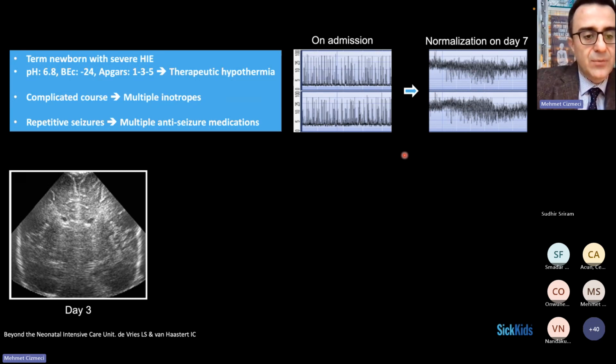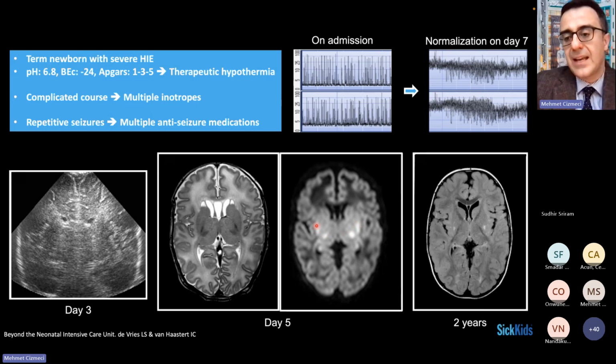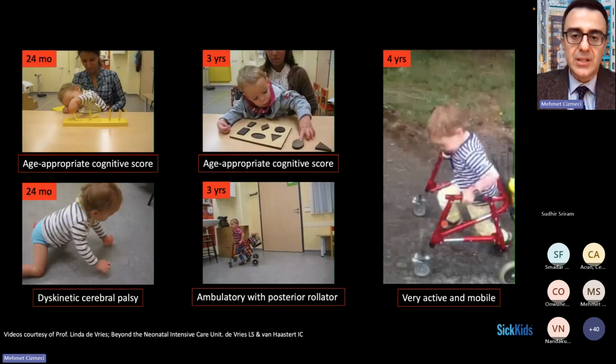The day 3 head ultrasound was showing some increased echogenicity in the white matter tissues, but also some subtle findings in the basal ganglia and thalami region. And as you can see here, this baby is presenting with some deep gray matter nuclei injury in the diffusion-weighted imaging. And the later scan is showing some atrophy of the basal ganglia and thalami regions in this baby. So MRI gives us more information and domain-specific information that we can take into account in these babies.